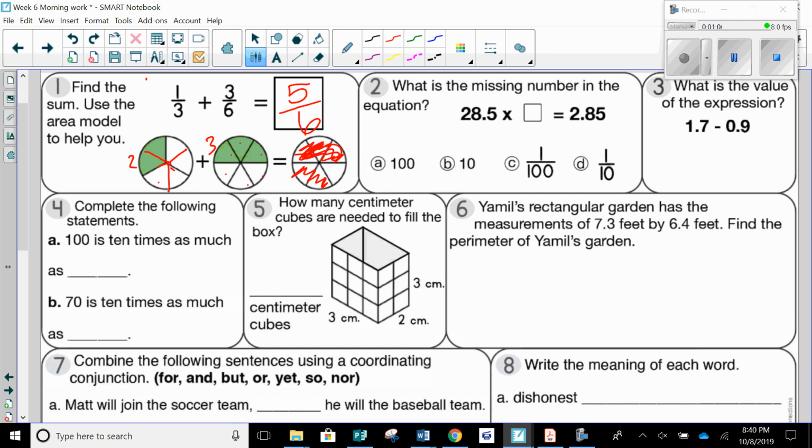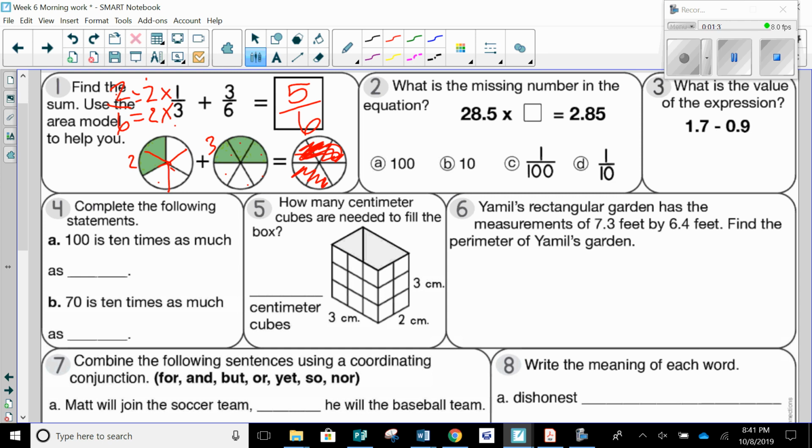If you don't want to use the area model, you're going to come up here and look at this 1/3. I need to make this 3 the same as this 6. I need to take 3 times 2, and that will give me 6. Sorry, it's running into that. Whatever I do to the bottom number, I have to do to the top number. So if I multiply that by 2, that's going to give me 2/6. Then I have 2/6 plus 3/6, which is going to give me 5/6.